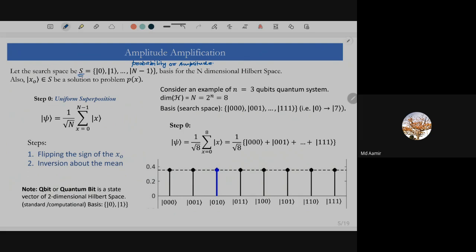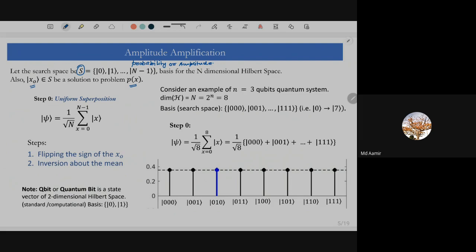We have this set of n items, from 0 to n minus 1, and these are actually the basis for the n-dimensional Hilbert space. So we assume these are the basis of the n-dimensional Hilbert space. We have again the problem P of x, and we assume that x naught, which belongs to this set S, is the solution of this problem P of x.